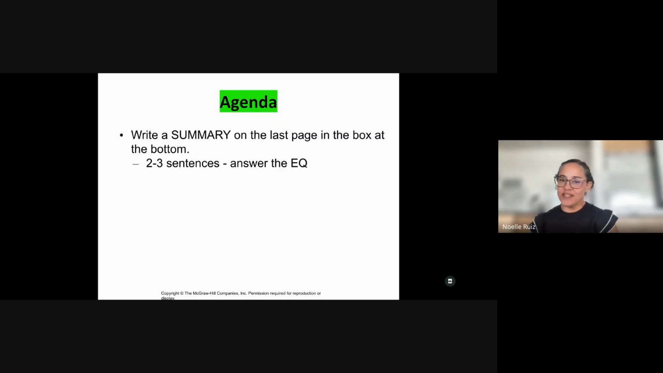But write your summary on the last page. You should make a little box at the bottom. It says summary. Your summary should be 2 to 3 sentences that answer the essential question. So go back and reread the essential question. And then reread the notes you took, because in the notes should be the answers to the essential question. All right.